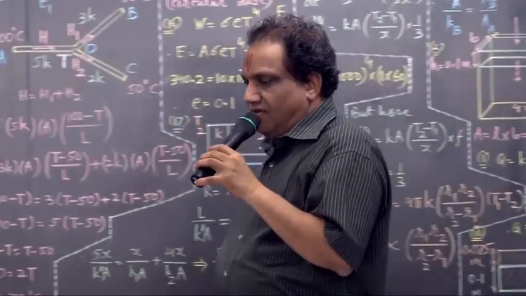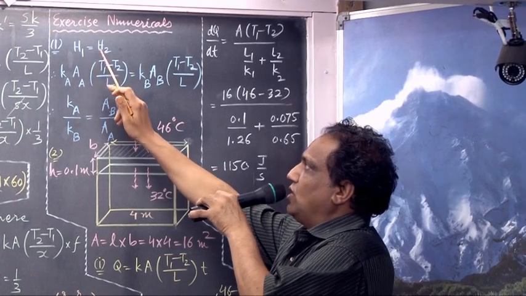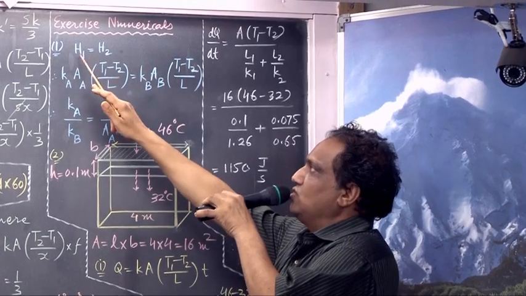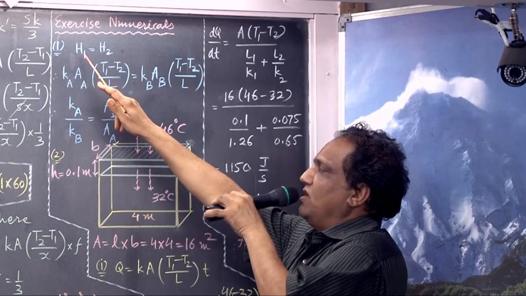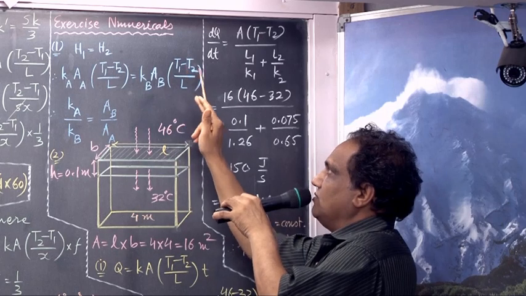See the sum in the exercise, first sum. In a steady state, in both the rods, the amount of heat flow will be the same. H1 equals H2. What is the formula for heat current? Ka T1 minus T2 upon L.